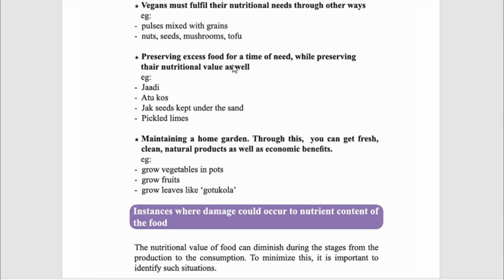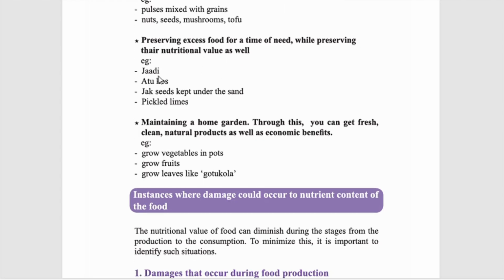They can also preserve excess food for a time of need while preserving their nutritional value, like jari, atukos, jack seed kept under the sand, pickled limes. Sometimes of the year there is abundant, excessive food. We can't waste it, so instead we can use various ways to preserve the food for a long time. Jari, atukos. These kind of things we can use.